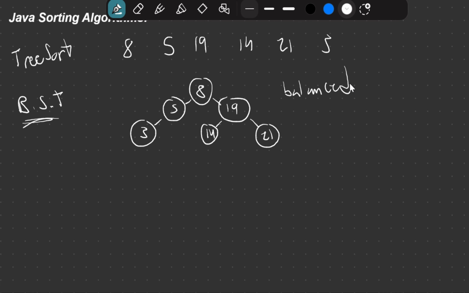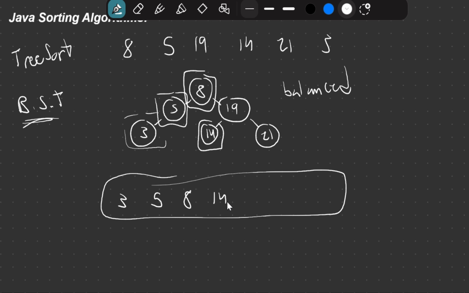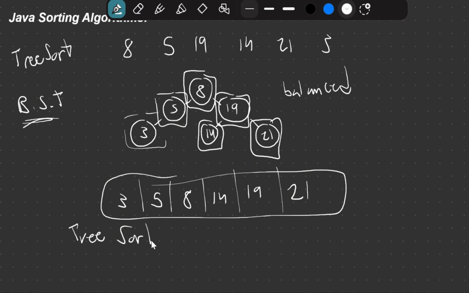And from there, all we have to do for this algorithm is always grab the smallest value, which is going to be on the leftmost side, and then plug it in to our new array. So grabbing 3, and then 5, and then 8, and then 14, and then 19, and then 21. So this is our final array with tree sort. And similar to merge and quicksort, the big O notation is O(n log n). So it's overall a pretty simple algorithm as long as you know what a balanced binary search tree is.